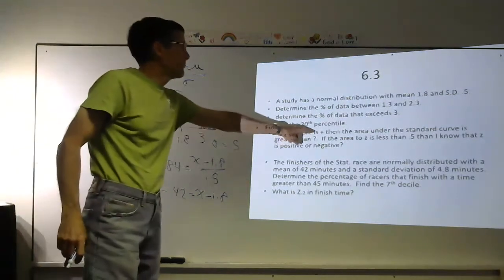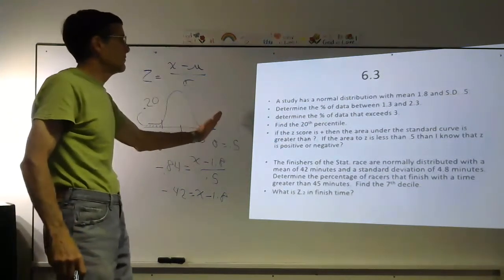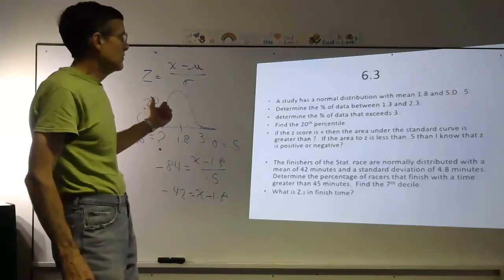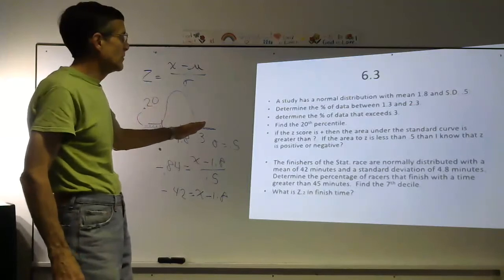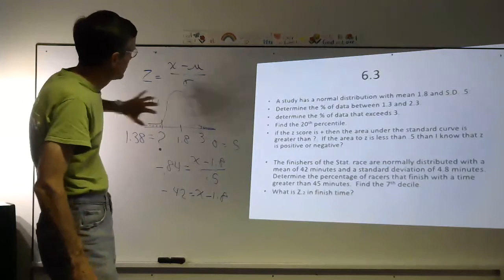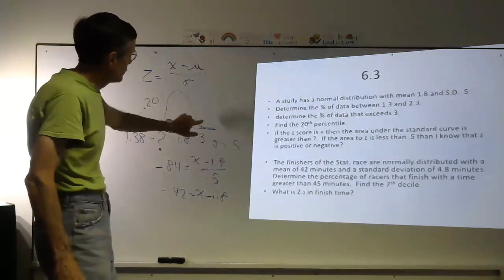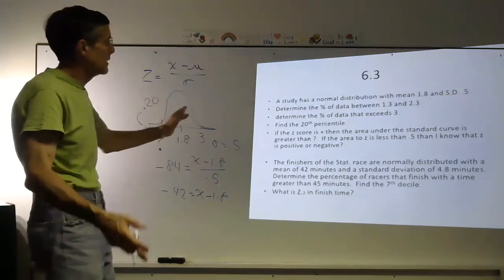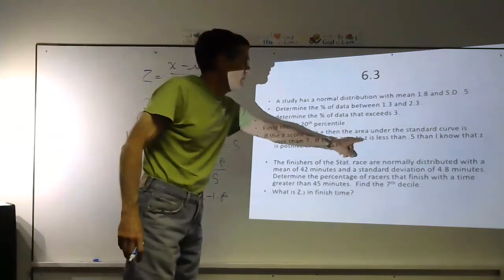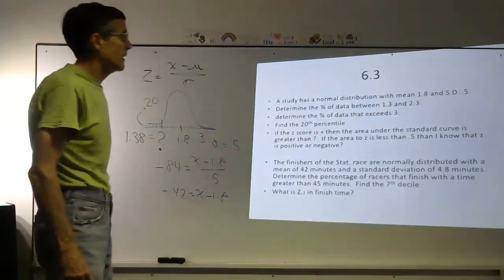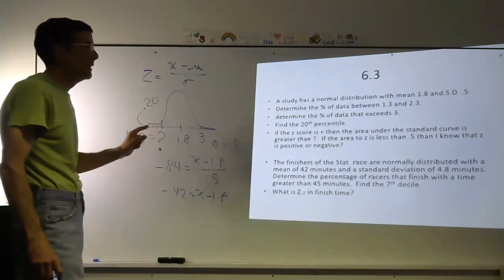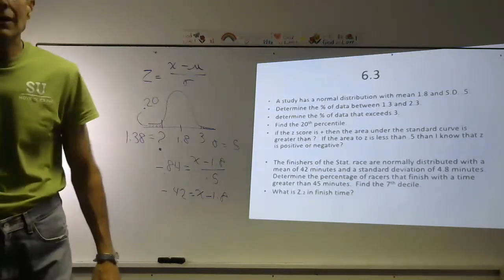If the z-score is positive, the area under the standard curve to the left has to be greater than 0.5, because the area from here down is 0.5. So if your z-score is positive, we know the area to the left has got to be greater than 0.5. If the area to the left is less than 0.5, I know the z-value is over in here, and the z-value would have to be negative.